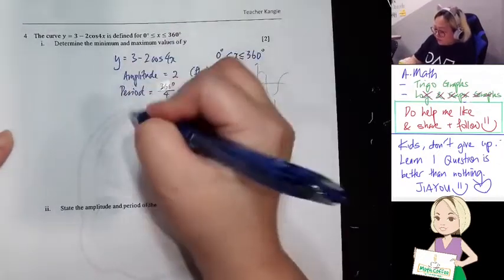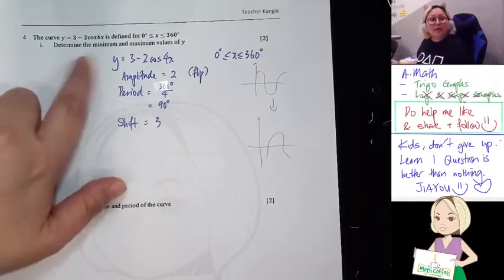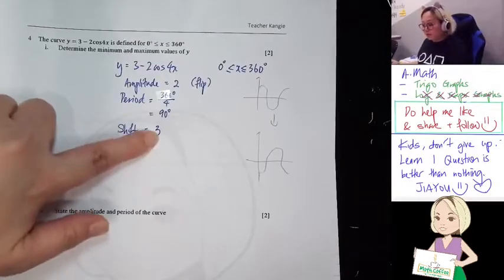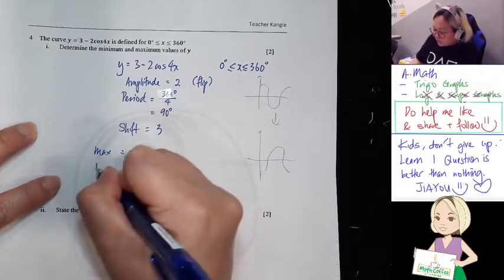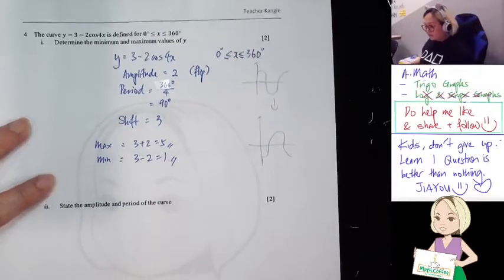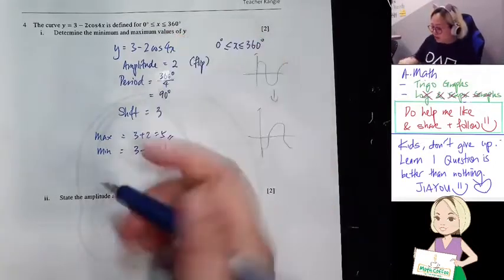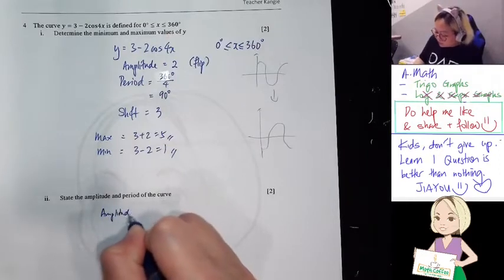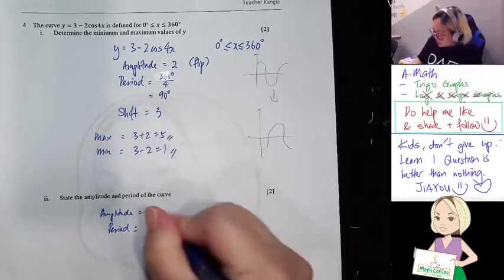Again, we have to look at the shift now. The shift is 3. So they ask to determine the maximum or minimum. So the shift is 3, amplitude is 2. So we know that the maximum is 3 plus 2, so it's 5. The minimum is 3 minus 2, so it's 1. So maximum is 5 and minimum is 1. And then part 2, they say state the amplitude. Actually, we already have it at the top. So amplitude is equal to 2 and the period is equal to 90 degrees.